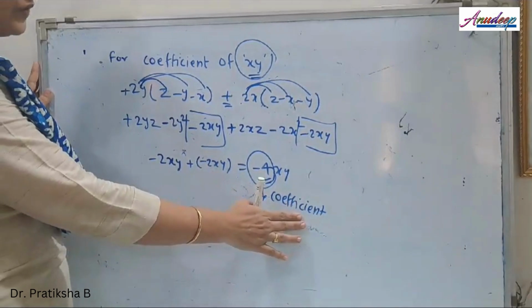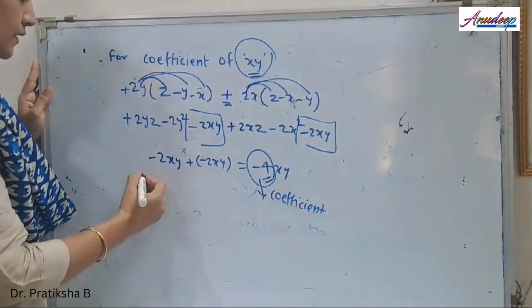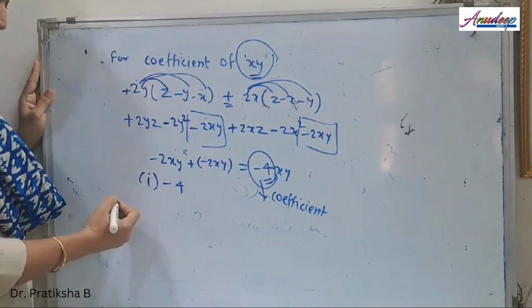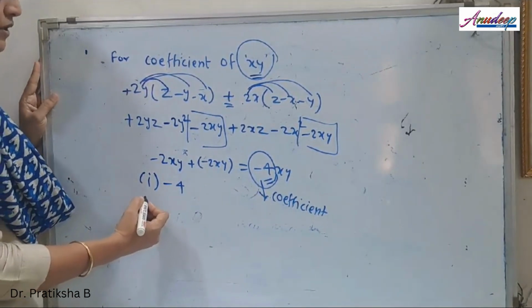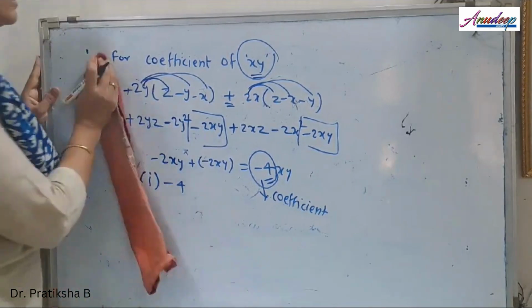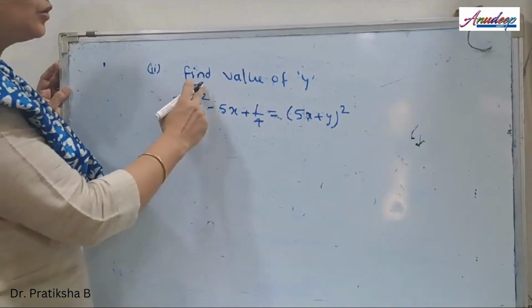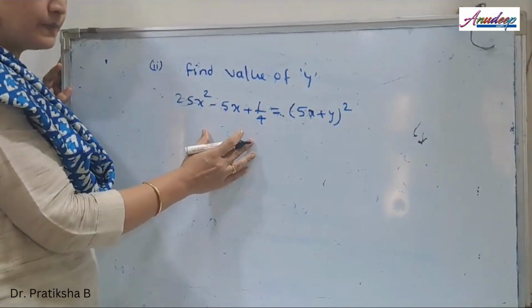Minus 4 is the coefficient for xy. So the answer for the first sub question is minus 4. Now for the second sub question, we have been given an expression and we need to find the value of y from the given expression.